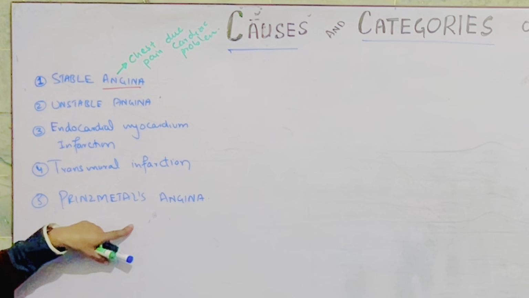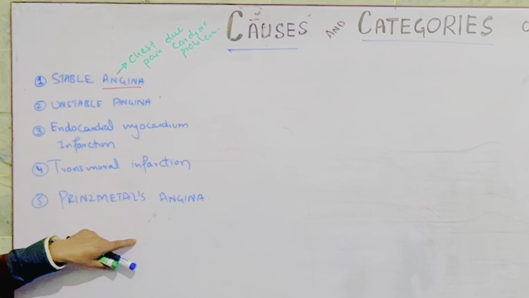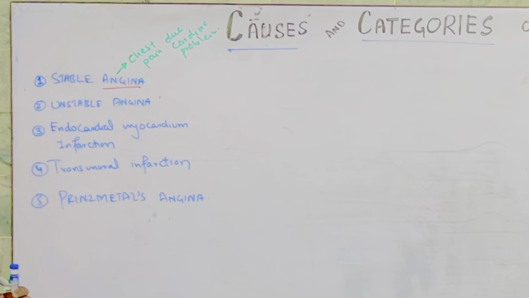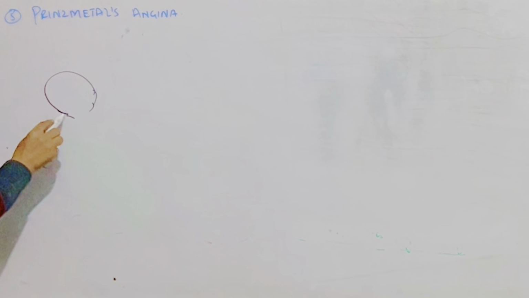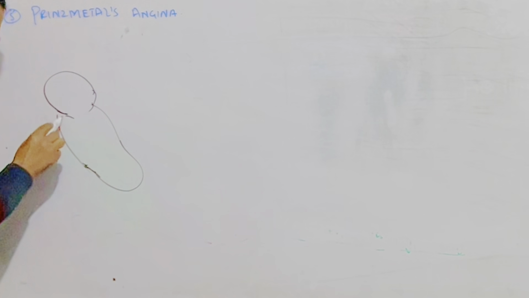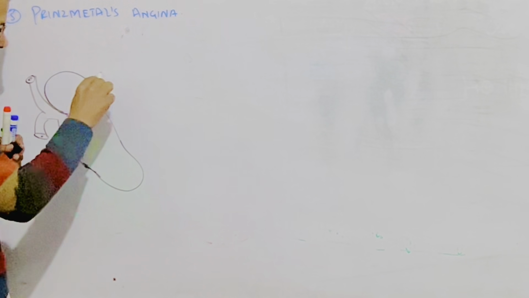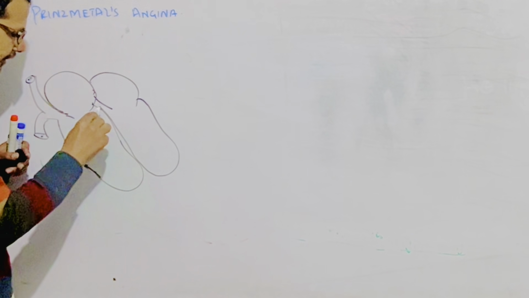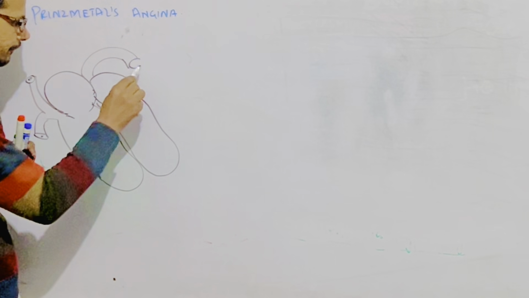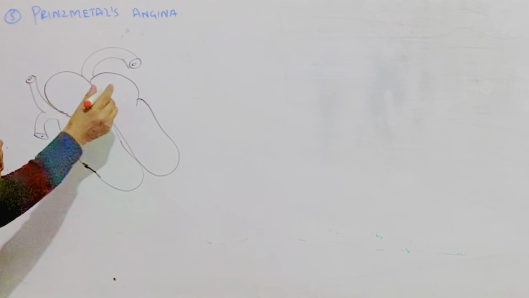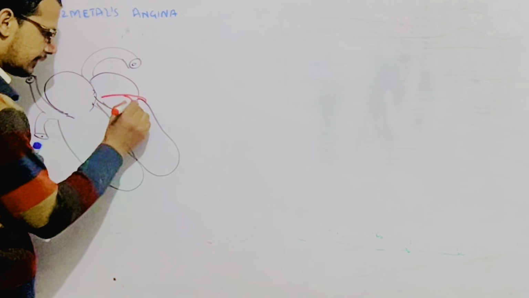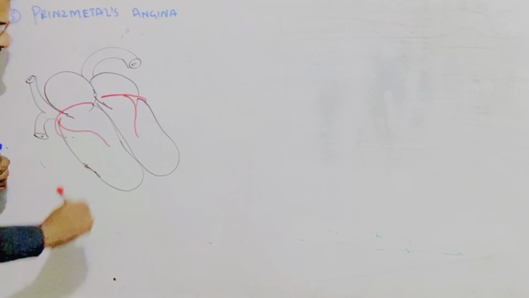Now, I have already told you that there are two types of atheromas, two types of fatty plaque. One is stable and the second one is non-stable. For example, I have a heart here. This is the right atrium, and this is the right ventricle. And this is the vena cava. And this is the left atrium, this is the left ventricle, and this is the aorta. This is, for example, coronary circulation. This is the left coronary artery, and this is the right coronary artery.